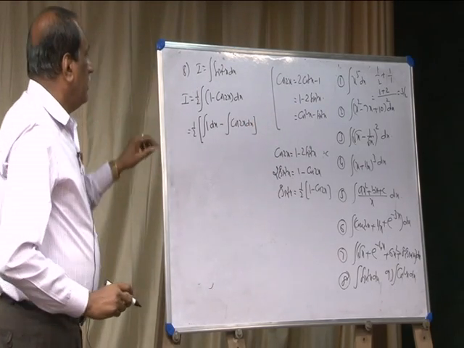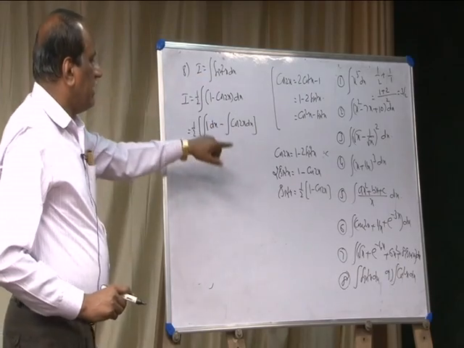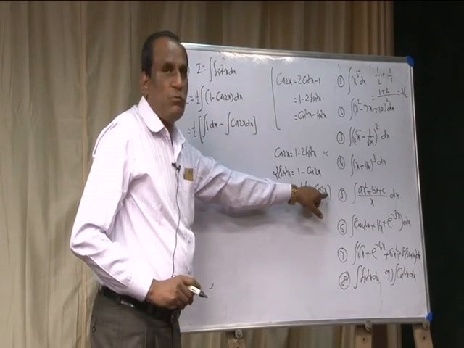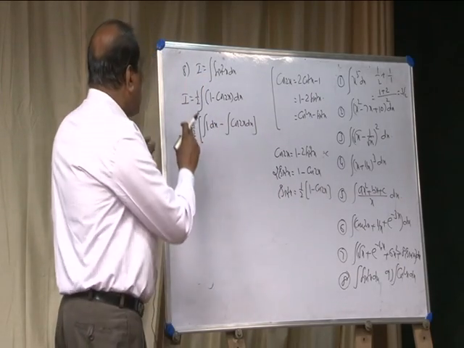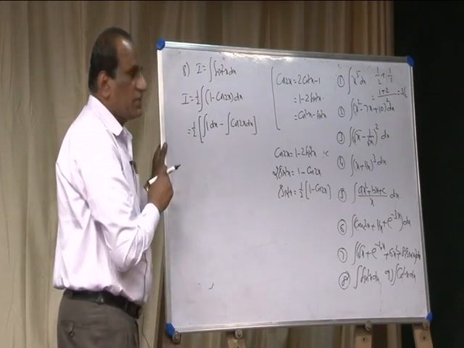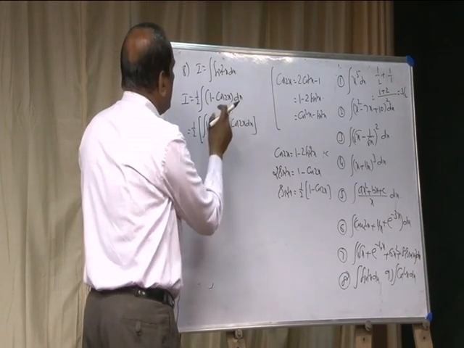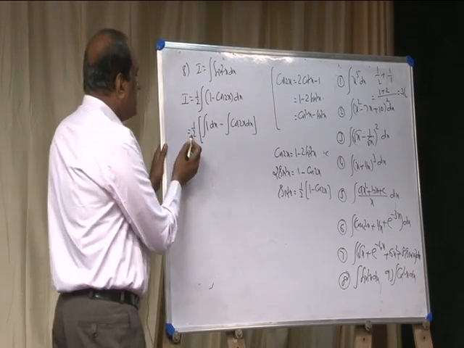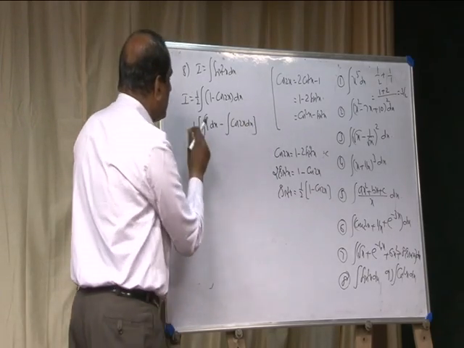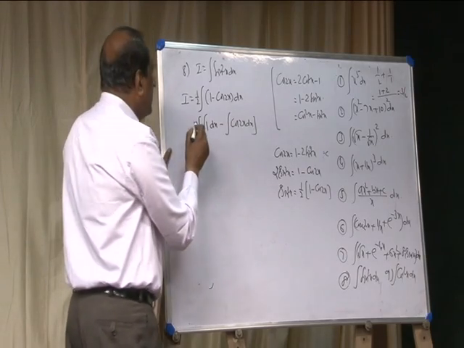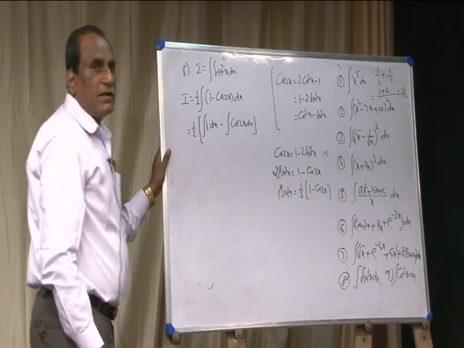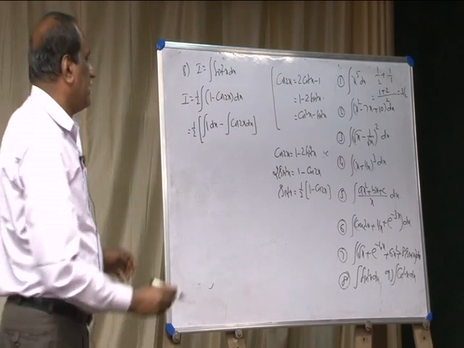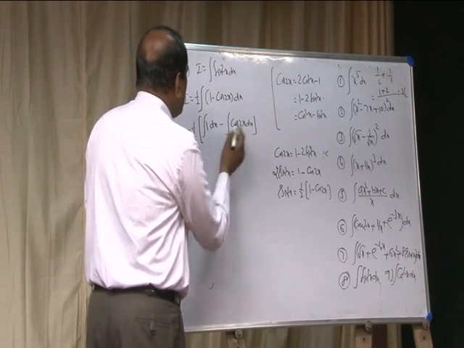See here. I am writing sin square x as half into 1 minus cos 2x. Half is a constant, write it outside. Then 1 minus cos 2x, split into two indefinite integrals. Half is a constant which applies for both the terms, so write a big bracket. Inside the big bracket write the two indefinite integrals, that is 1 dx minus cos 2x dx.